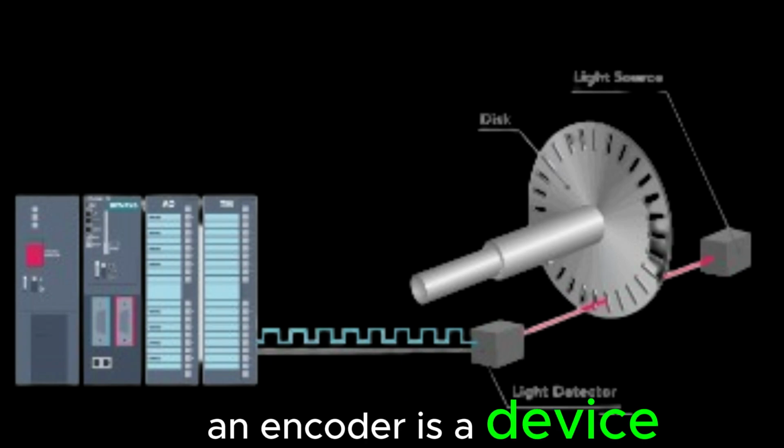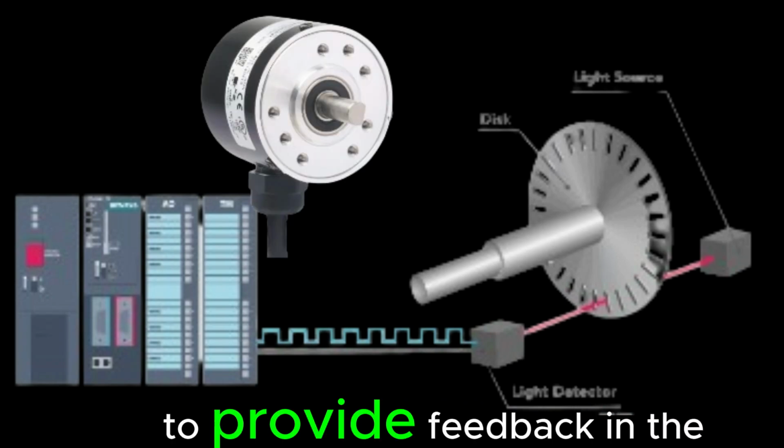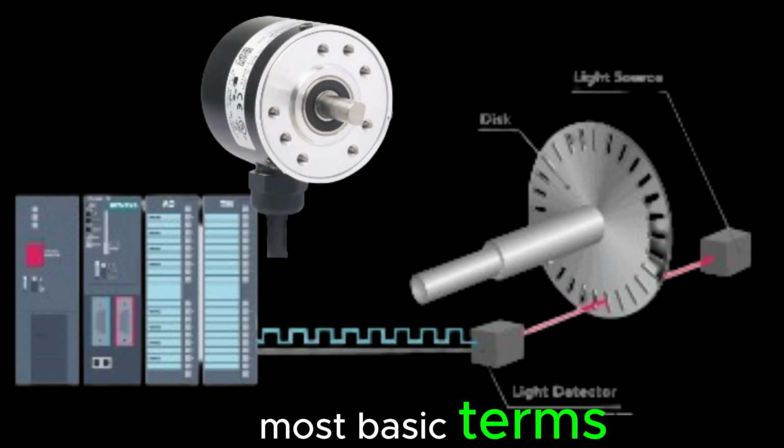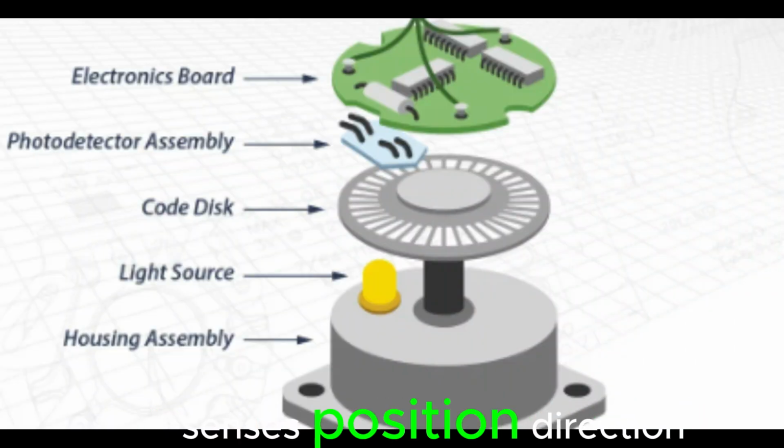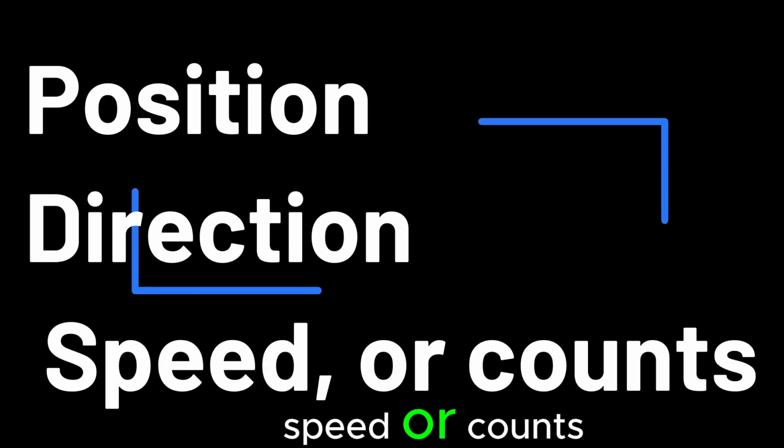An encoder is a device that is used in many industries to provide feedback in the most basic terms. An encoder, regardless of the type which we will cover later, senses position, direction, speed, or counts.